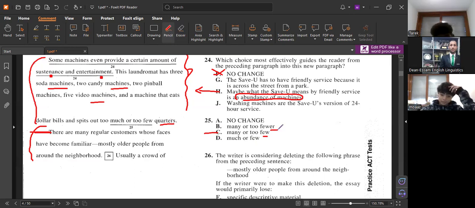And for fewer, we have no comparison to use ER. Here many, because quarters are countable, and here few for countable. So both of them must be countable. Here not countable, here countable. Here we have many, okay, countable, and fewer, okay, but there is no comparison to use ER. So B is wrong. Here not countable, here countable, opposite, wrong.